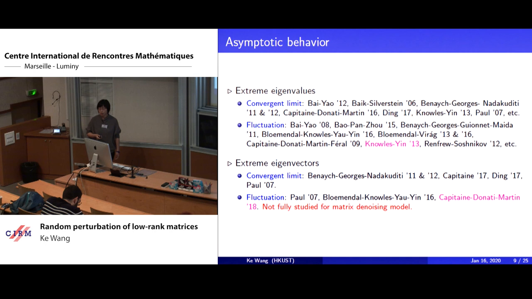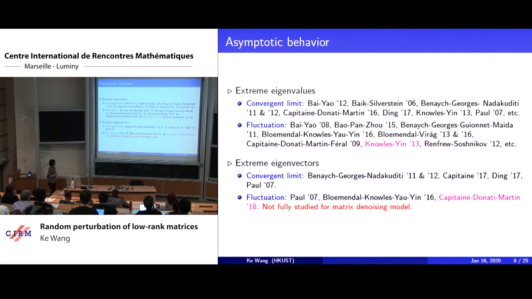There is a lot of previous literature studying the extreme eigenvalues, so I collected all of them together. It may not be very complete, and I did not distinguish the three kinds of deformation models. There is much less literature on the study of extreme eigenvectors, especially for the fluctuation of the angles between the extreme eigenvectors. So before our paper, it was not fully studied for the matrix denoising model. There are two papers, one by Knowles and Yin and one by Capitaine and Donati-Martin, which are very related to our result. I will talk about their details later.